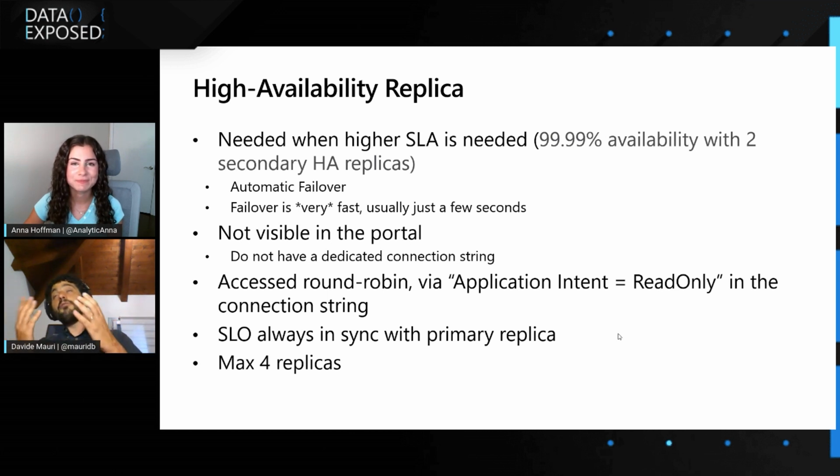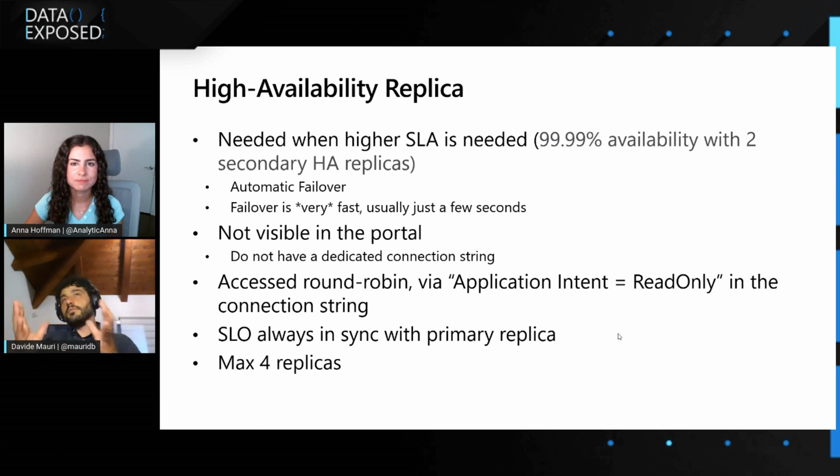Wow. There are a few drawbacks of high availability replicas due to the technology we had to use to make it so fast. For example, they are not visible in the portal. You cannot go to the portal and see one of those replicas. You cannot access them directly because they don't expose a connection string. You can access them using an application intent option in your connection string when connecting to the primary. But if you have more than one, they will be accessed round robin. You cannot really choose where to go.